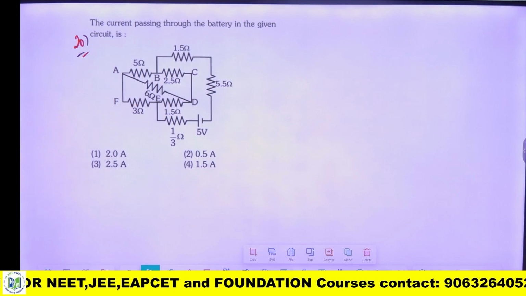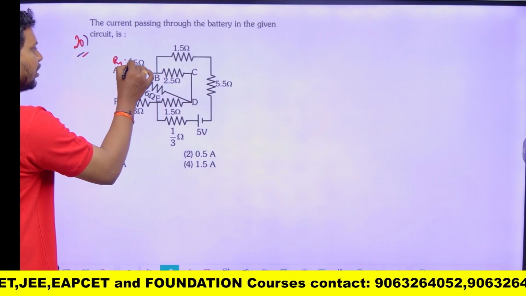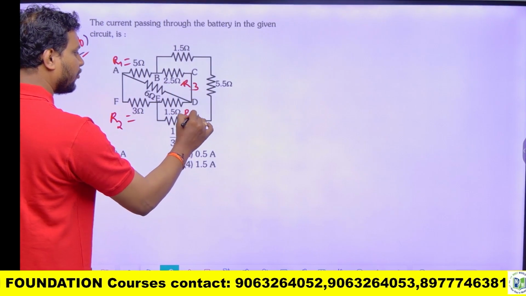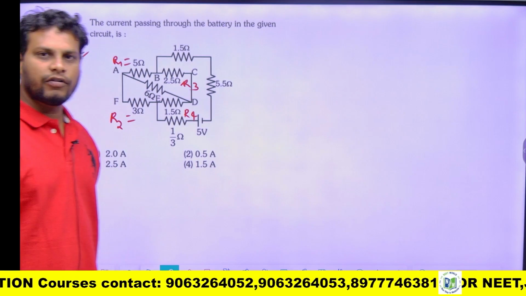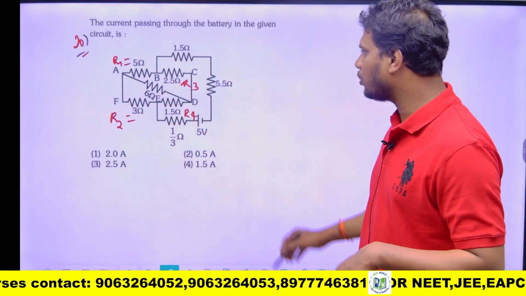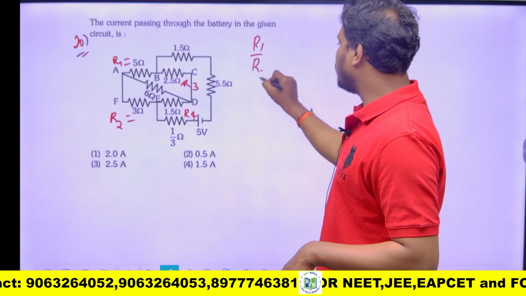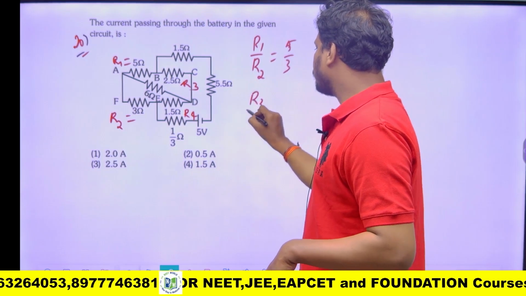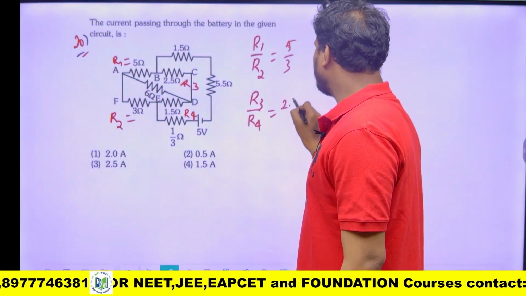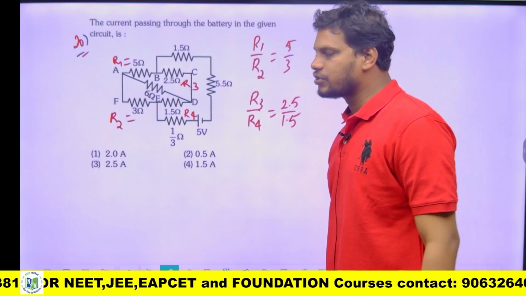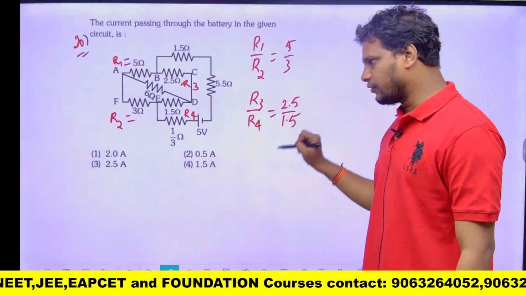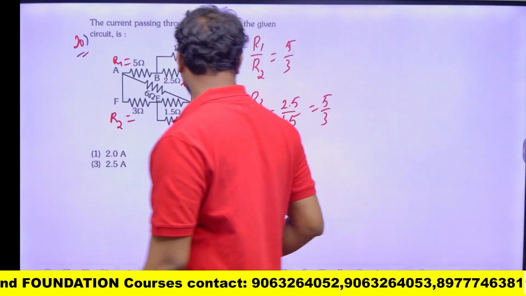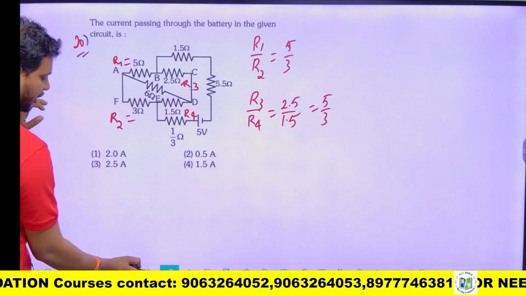Look at this particular part A, B, C, D, E, F. It looks like a Wheatstone bridge, so I'll take these as R1, R2, R3 and R4. First let us find out whether the Wheatstone bridge condition is satisfied or not. R1 by R2 is equal to 5 by 3, and R3 by R4 is equal to 2.5 divided by 1.5, which is 25 by 15. If you cancel with 5, it becomes 5 by 3. So R3 by R4 is also 5 by 3, which means the Wheatstone bridge condition is satisfied.